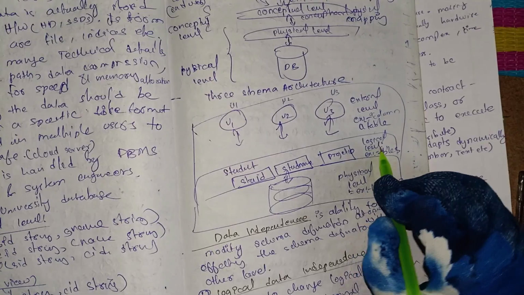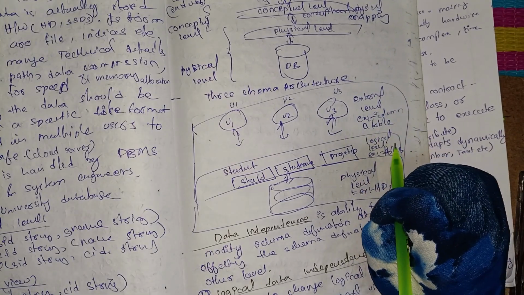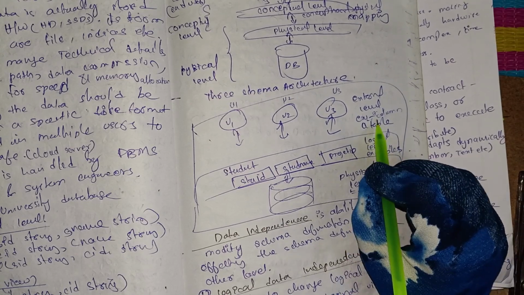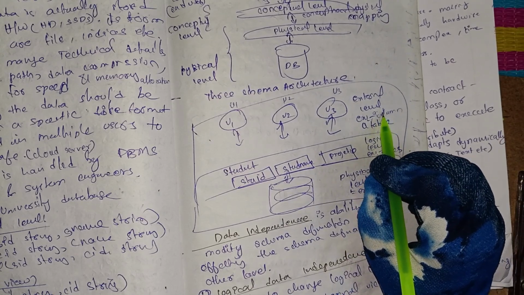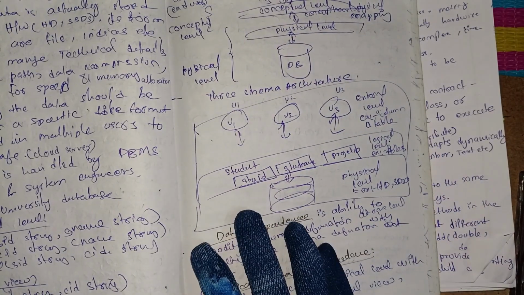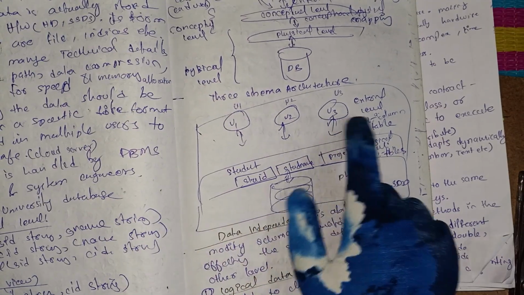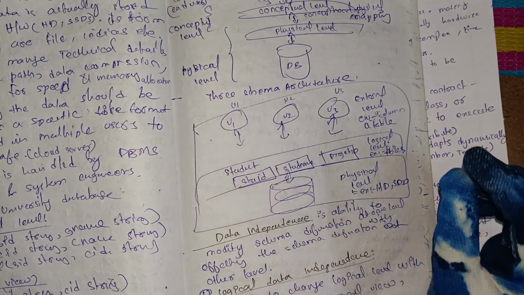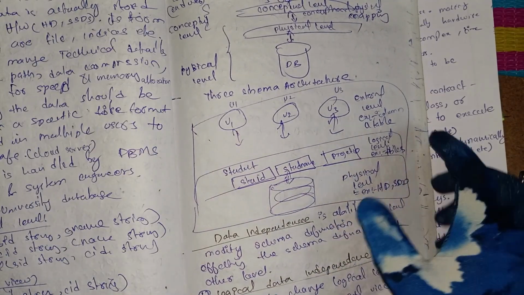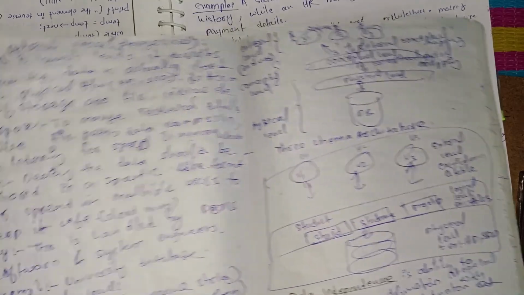If in this level multiple tables are there, then we can access one table. And if in this case one table is there, then we can access a column in the external level. It only shows the related data that a particular user wants.